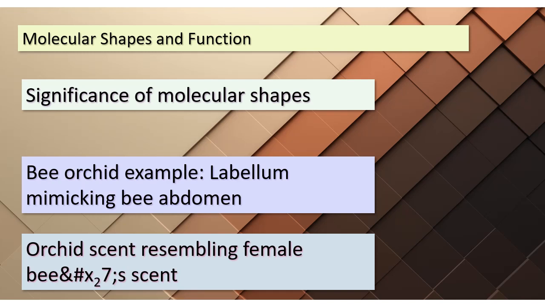The purpose behind this mimicry? Pollination. When a male bee attempts to mate with the orchid, pollen gets transferred onto the bee, only to be unwittingly carried to another bee orchid, achieving the crucial task of pollination.